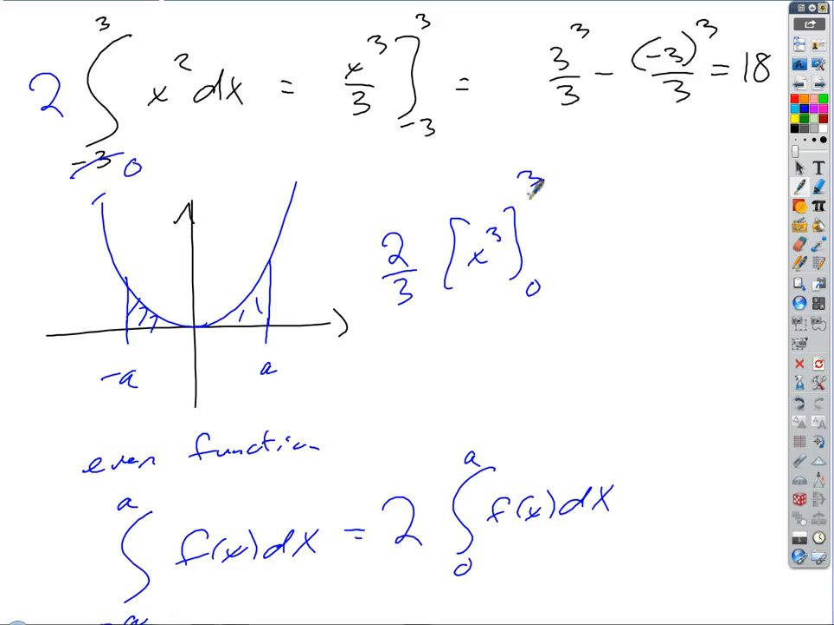0 to 3. Well, what's it going to be at 0? 0, right? And so this is really just going to be 2/3 times 27. See what I'm saying? A lot easier, isn't it? Now, it's not always going to be that the area is 0 at 0, but yeah, it is actually. How could it not be 0?